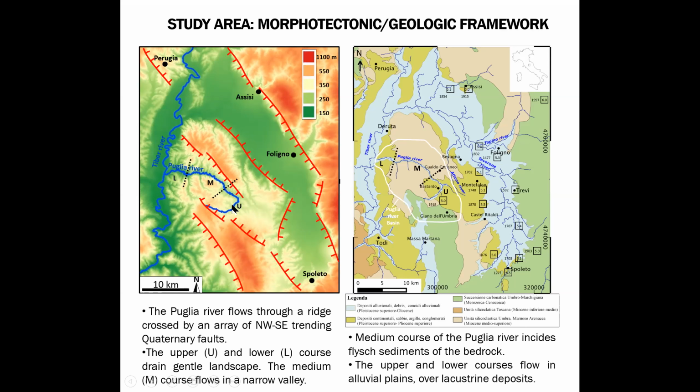And the river course can be divided in three main parts. The upper and lower course drain gentle landscape, modeled on soft sediments of quaternary age, while the medium part of the course flows in a narrow valley, modeled on stronger rocks of the bedrock, mainly flysch deposits of Miocene age.